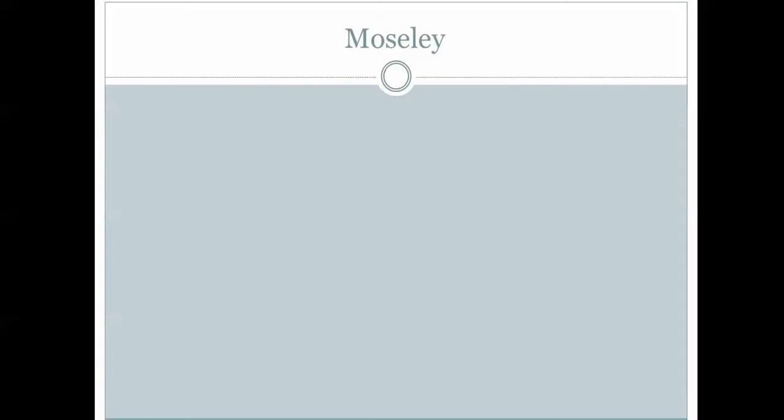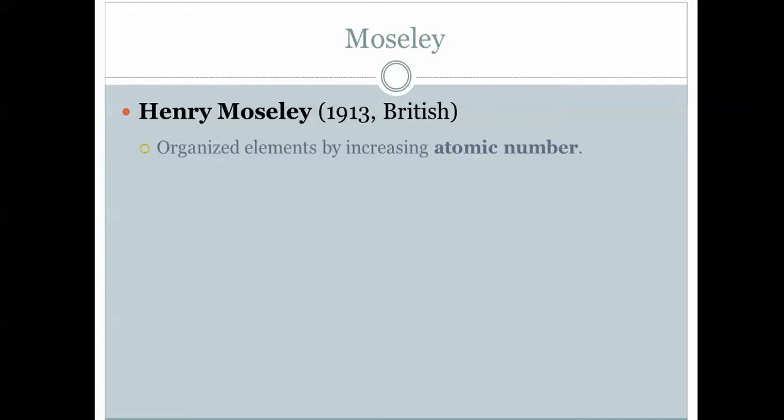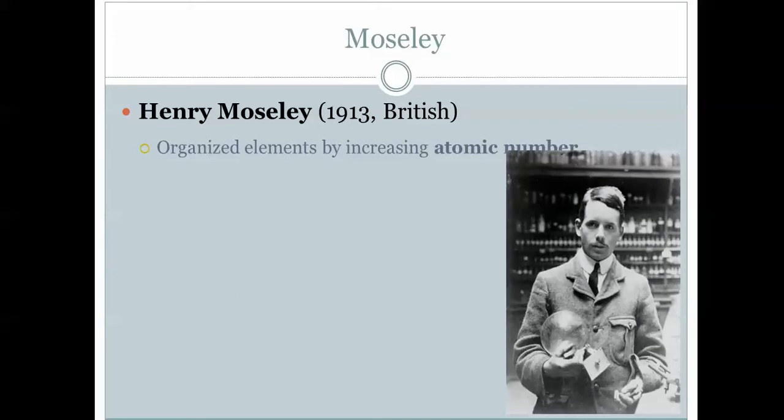So, if you looked at Dmitry's periodic table, you would find it looked quite a bit different than the one that you're used to. The one that's more like what we use was developed by Henry Moseley. This was around 1913. He was a British guy. He organized elements by increasing atomic number, which is the way the modern periodic table is organized. There's Moseley, a nice young fellow.